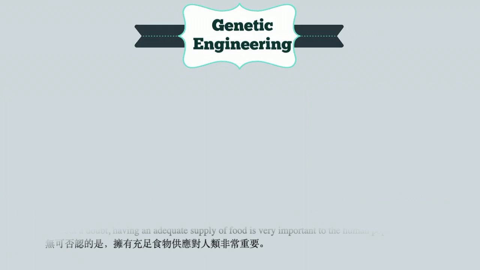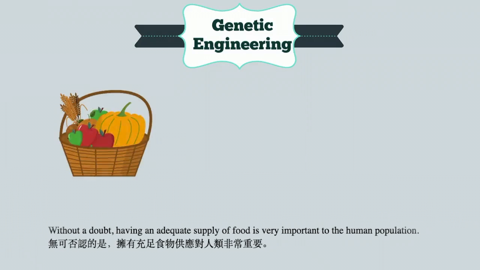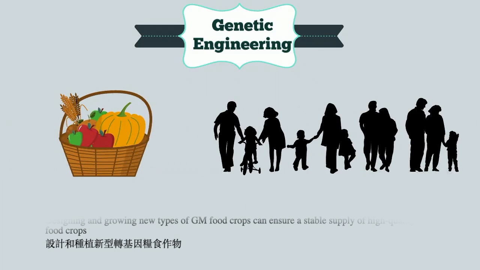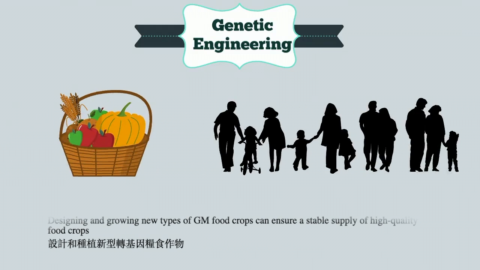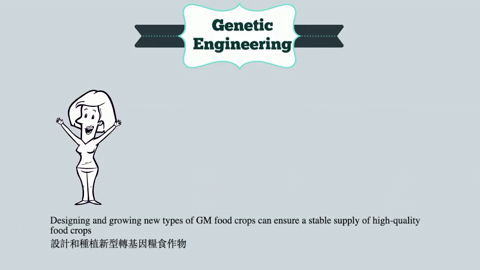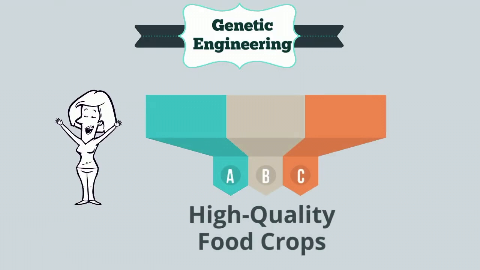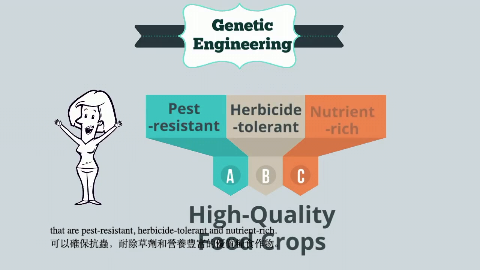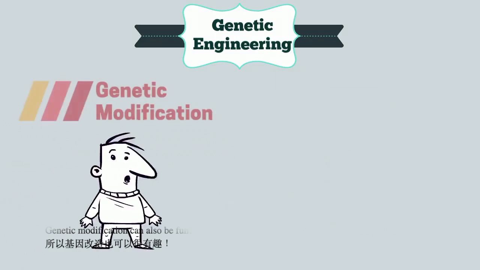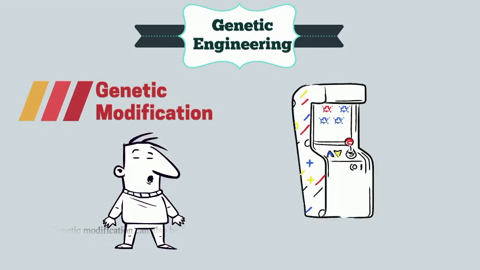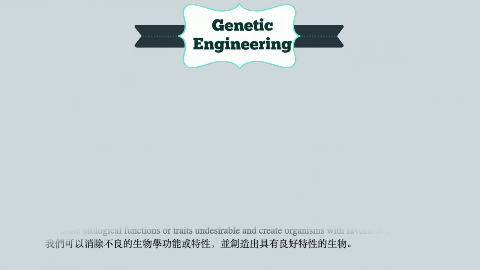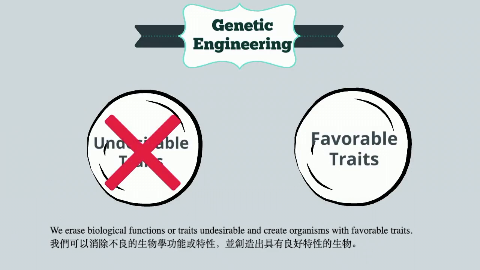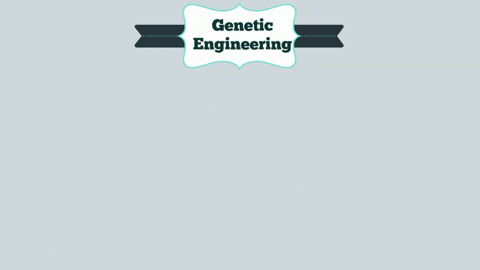Without a doubt, having an adequate supply of food is very important to the human population. Designing and growing new types of GM food crops can ensure a stable supply of high-quality food crops that are pest-resistant, herbicide-tolerant, and nutrient-rich. Genetic modification can also be fun. We can erase biological functions or traits that are undesirable and create organisms with favorable traits.